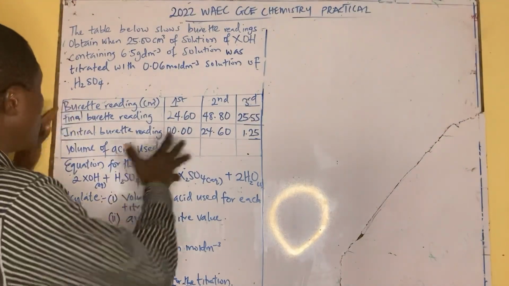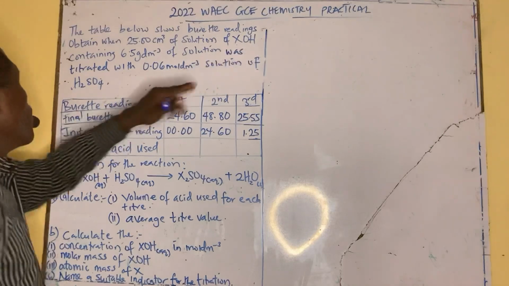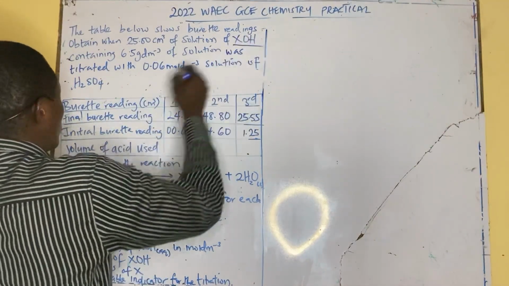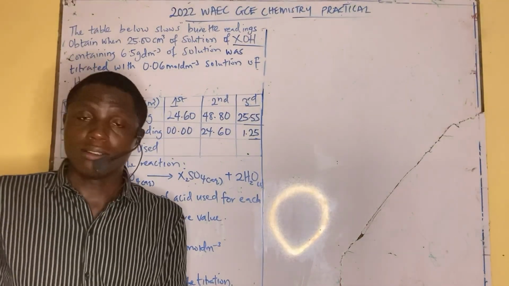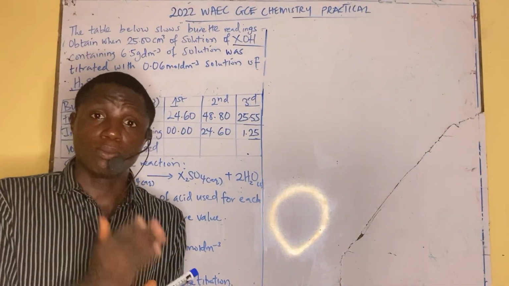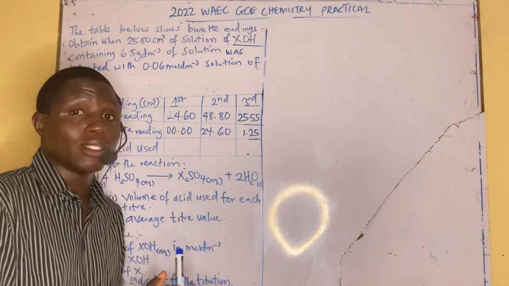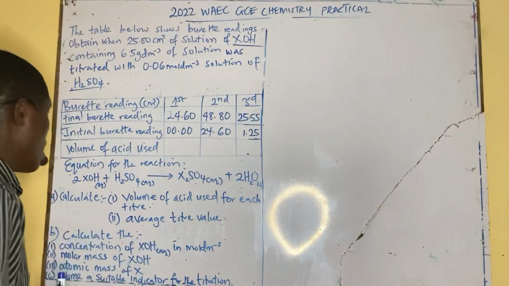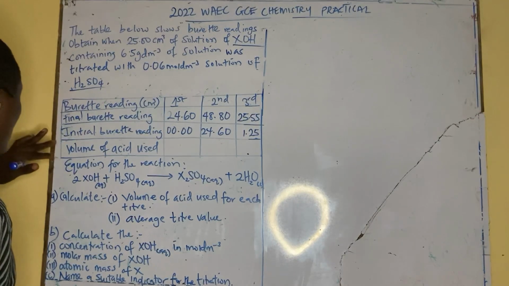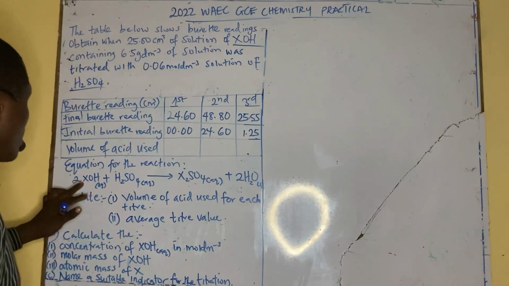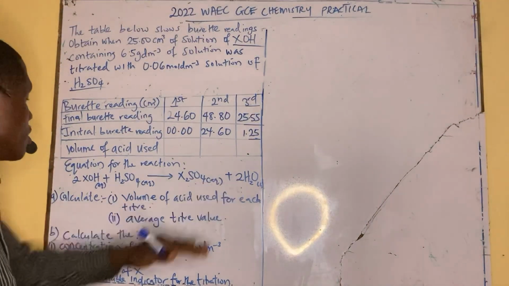Now, this is a table obtained when 25 cm³ of solution of XOH was titrated with a solution of H2SO4. This is the table given to us, and this is particularly an alternative to practical, that is, a practical that has been done and the result is given to you in order to solve the questions given after. We are told that the equation for the reaction is 2XOH plus H2SO4 gives X2SO4 plus 2 water.